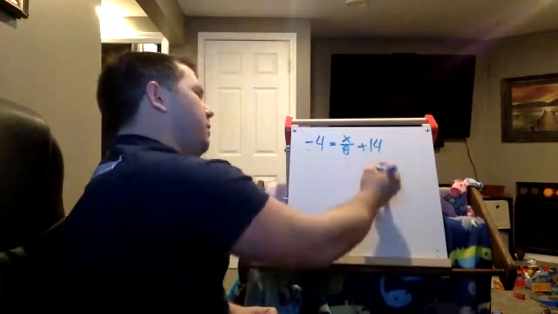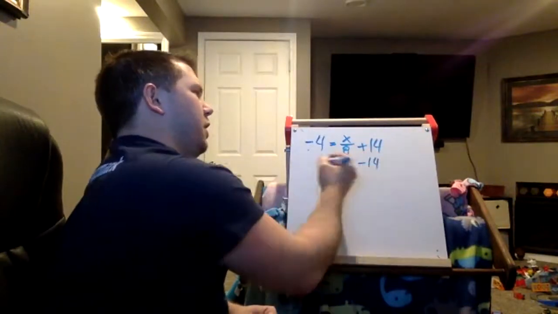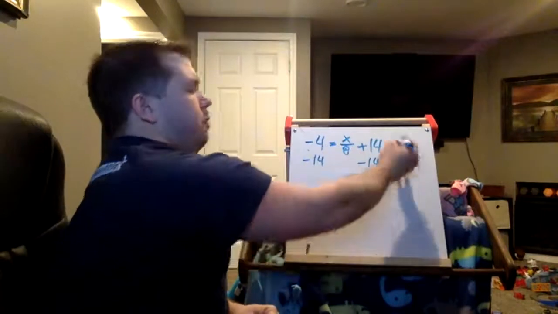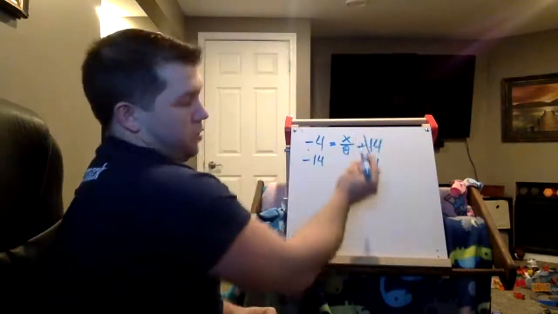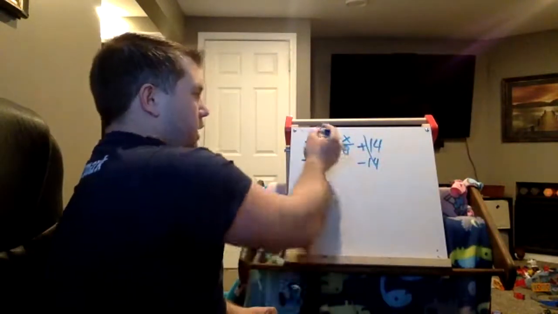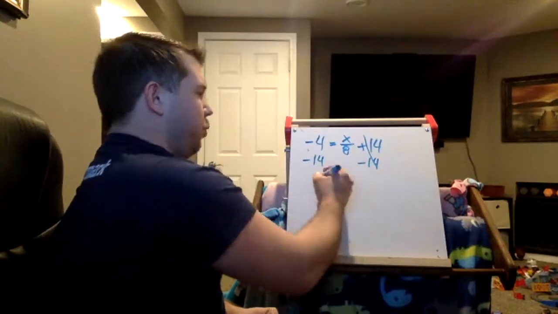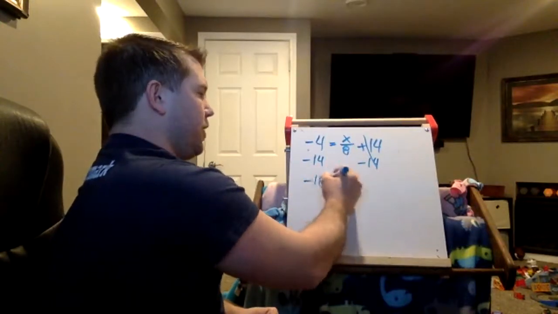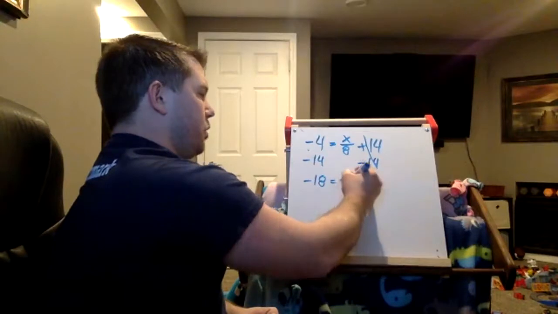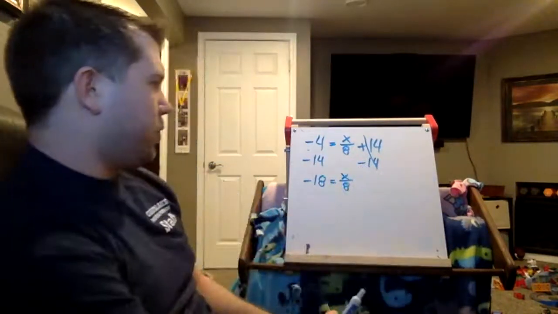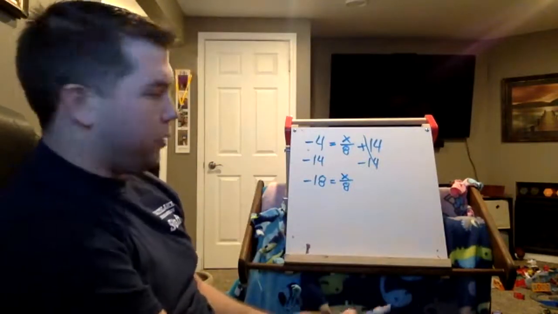So what I could do here is a negative 14 on this side and a negative 14 on this side. The positive 14 and negative 14 cancel, and so does the sign, which is nice. And a negative 4 and a negative 14, we put those together. We have a negative 18, and that equals x over 8.